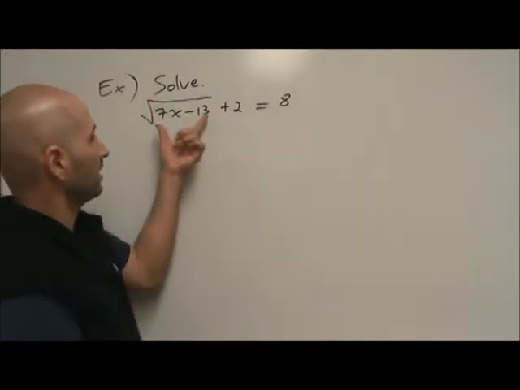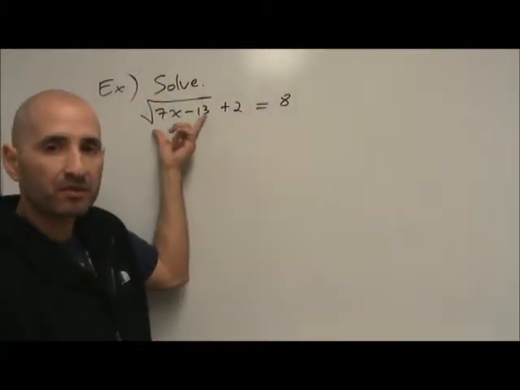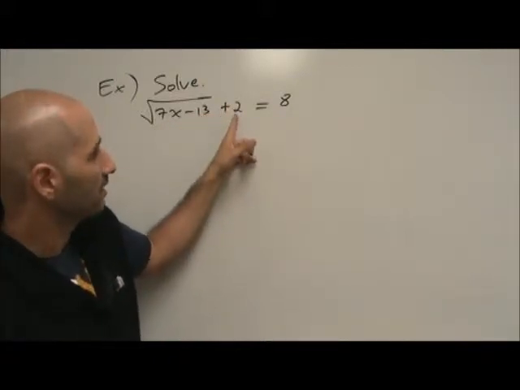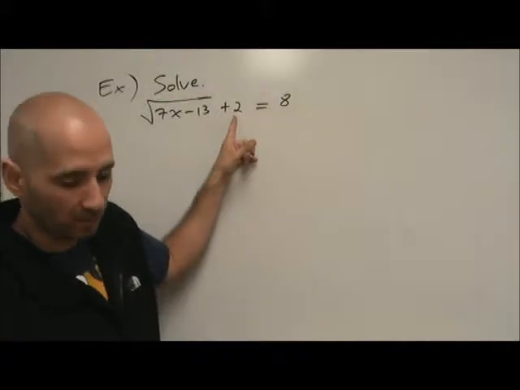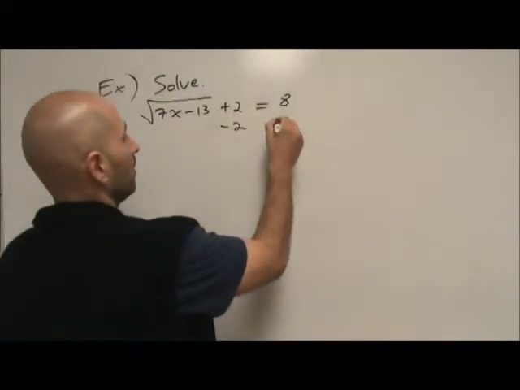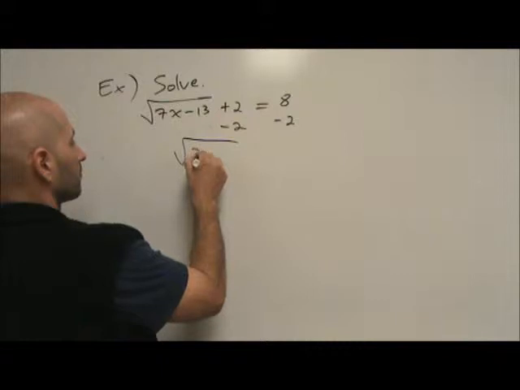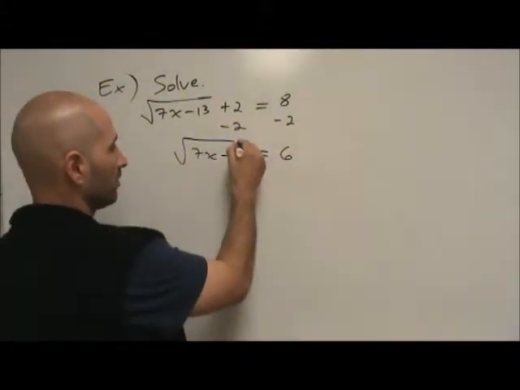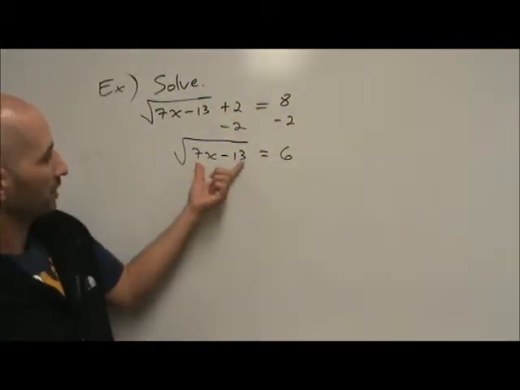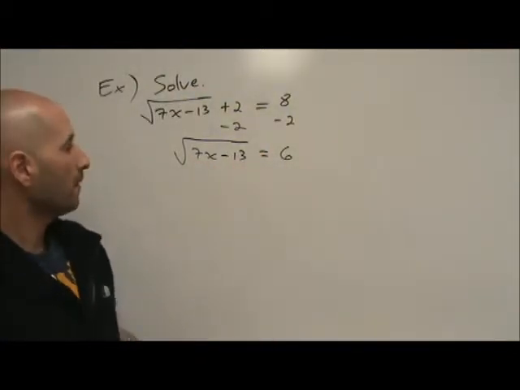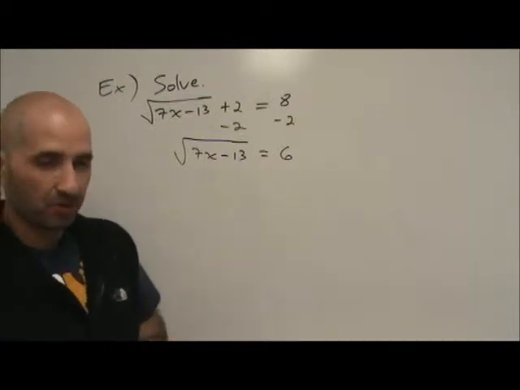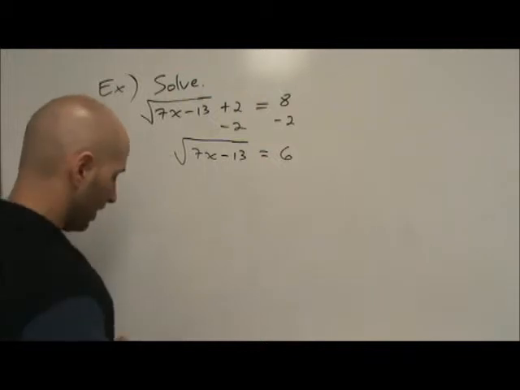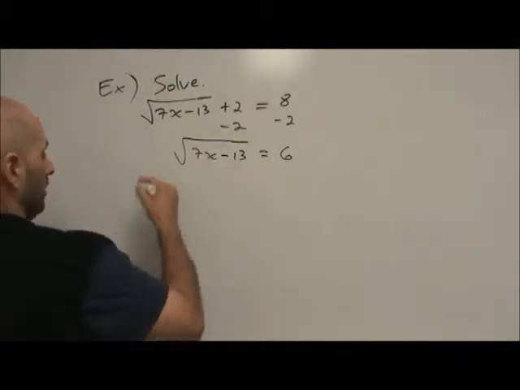So the idea here is to isolate this radical expression first, then square both sides. Right now this radical expression has an adding of a 2 on the end of it. So let's do the opposite operation and subtract 2 from both sides. So we get the square root of our expression here equaling 6. And so now we can use that property we illustrated before, where to get rid of the radical we can square both sides. So here's what that looks like.